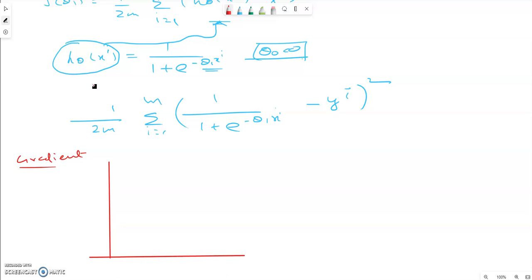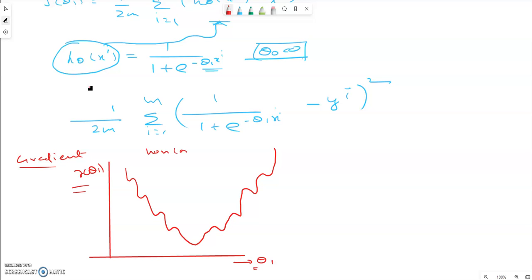Let's say we have here J of theta 1 and here it is our value theta 1, right? This is our cost function and this is our slope. Now in the gradient descent problem, this equation creates a non-convex function here. Our graph will look something like this, which is a non-convex function.